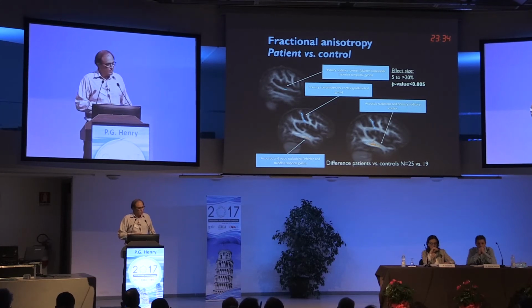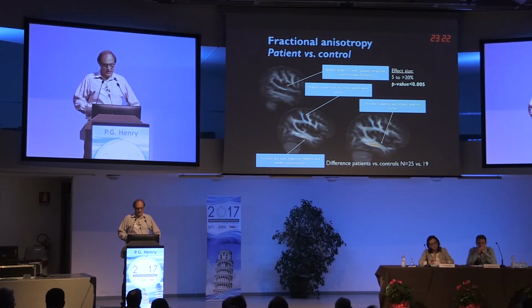And here is one example of what I was telling you. So the blue are actually negative changes, which means actually increase in FA, and the orange are decrease in FA. So there are some regions here where the FA is actually increasing.